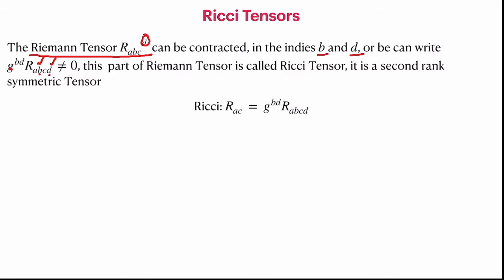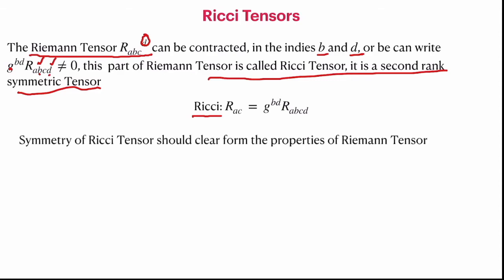So the resulting second rank tensor, which is a symmetric tensor in indices, is called the Ricci tensor. Usually it is pronounced as Ricci in the Italian spelling. So R_AC, which is given as g^BD R_ABCD. So this is what we call a Ricci tensor. From looking at it, we can make out that it is symmetric straight away from the properties of the Riemann tensor.